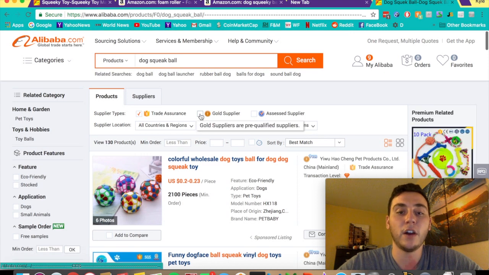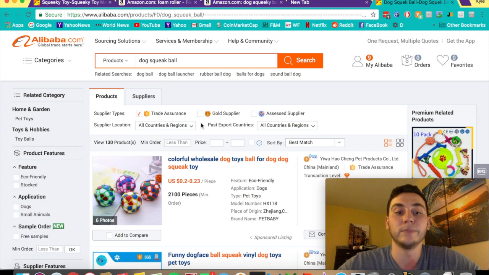And basically what they are are different qualifications that Alibaba goes through to help you sort through the different distributors. So trade assurance basically means that if you pay your distributor for the products, and they don't end up sending you the products, Alibaba will refund the payment that you made. Or I think the distributor doesn't even get the money up front. Alibaba holds it in limbo until the product is sent out to you.